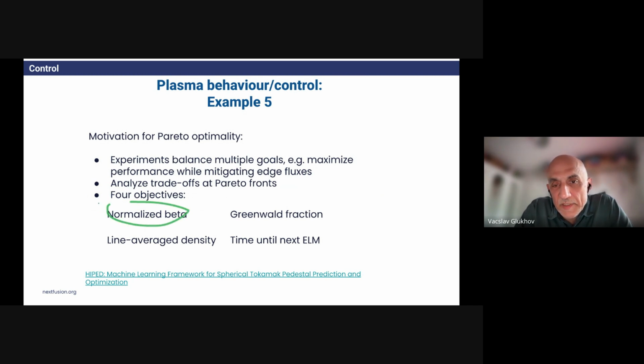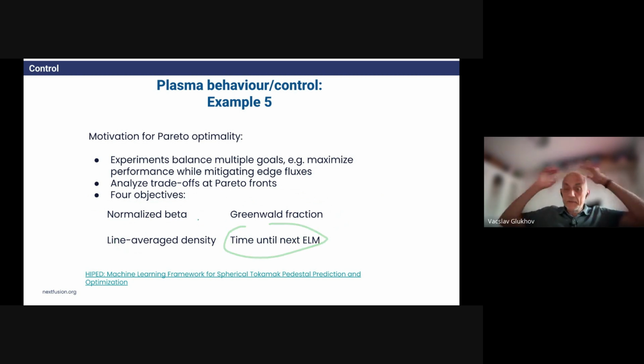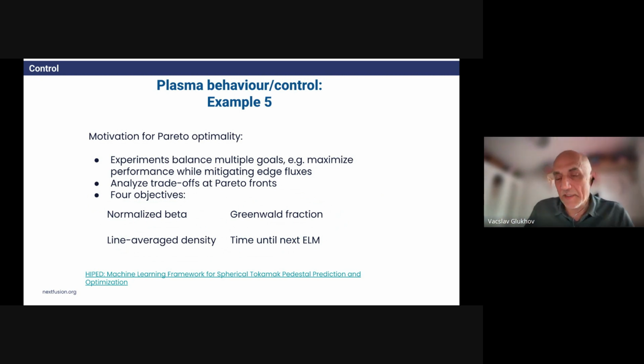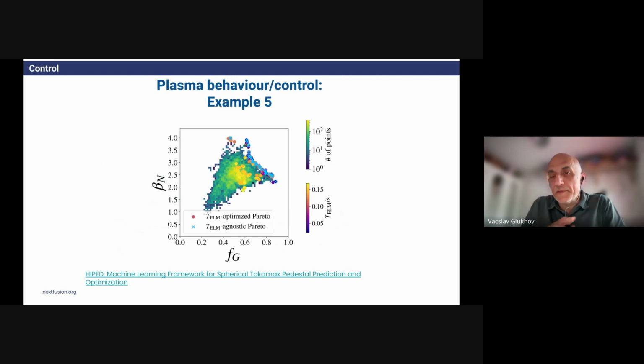It's normalized beta, Greenwald fraction, line average density, everything they want to maximize, and the time until the next ELM. ELMs, edge localized modes, are precursors of disruption, if I understand correctly. They want to postpone that as long as possible. So in the experiment, they balance multiple goals and analyze trade-offs between objectives, and that's what they achieve.